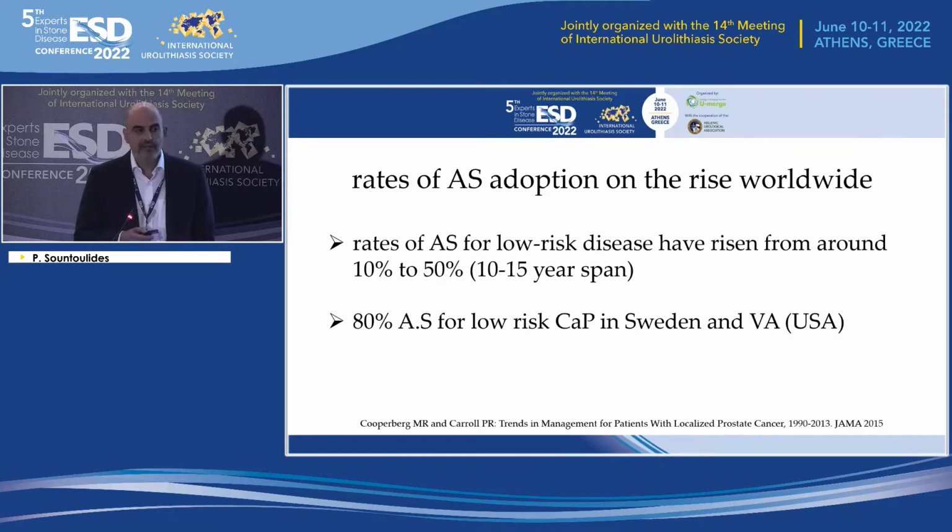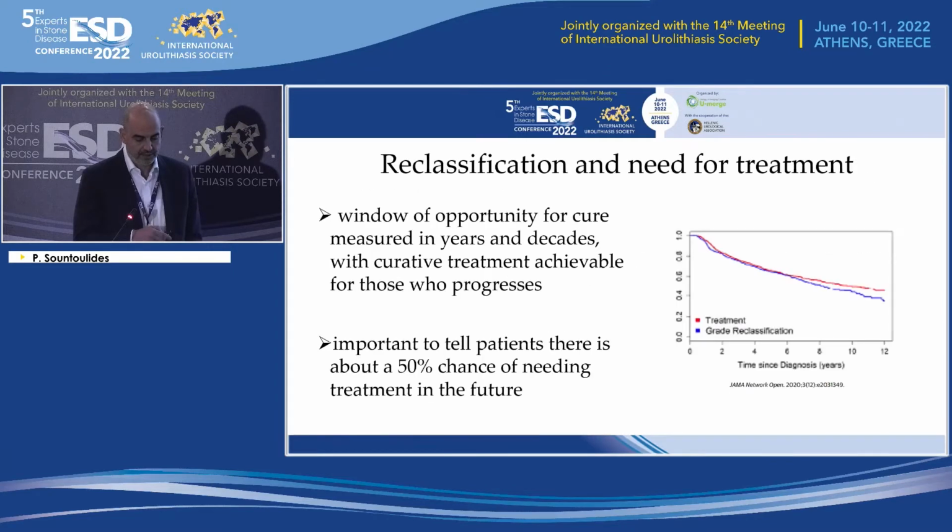So, the rates of adoption of active surveillance have increased during the last 10 to 15 years, as you can see, from 10% to around 50%, and this is mostly USA data, and it has gone up to 80% for low-risk prostate cancer in Sweden and also in the Veterans Affairs health system in the USA. So this adoption is increasing over time for low-risk prostate cancer.